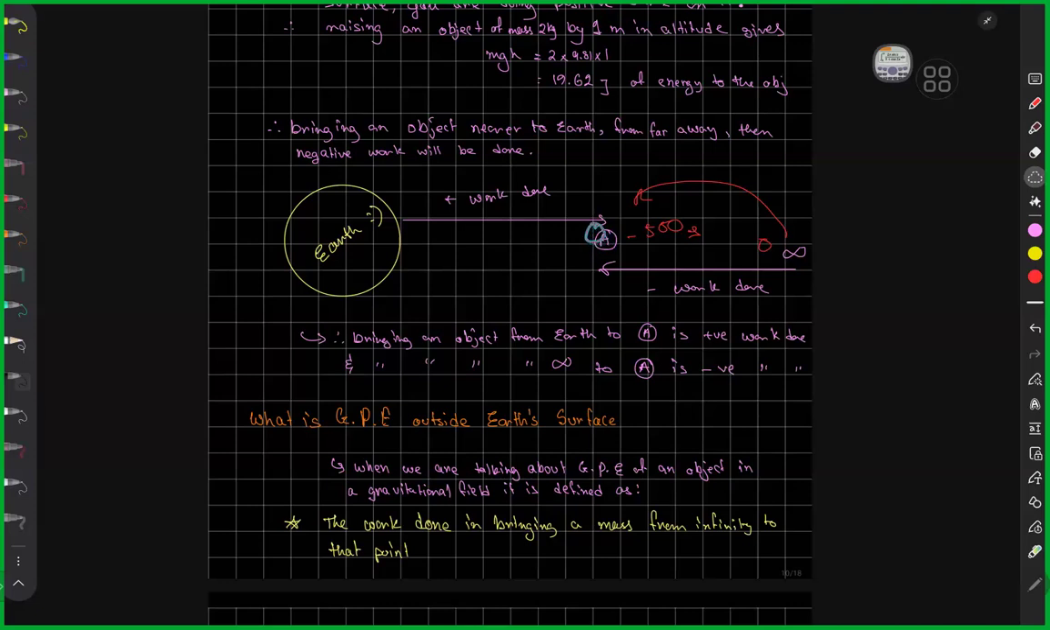Okay. And as I go from infinity to A, I've lost energy. Negative work has been done. Why? It goes from 0 to minus 500. Please carefully understand that. Okay?